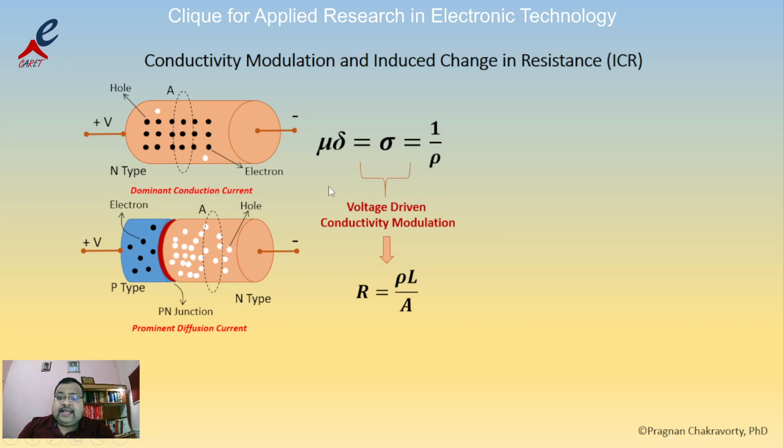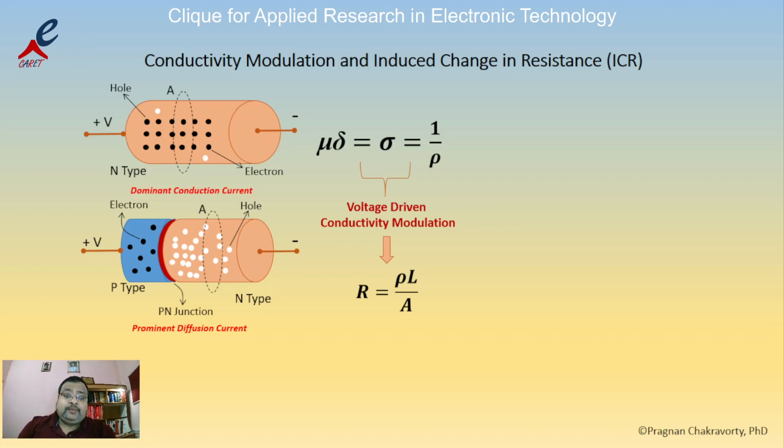Therefore, in the case of diffusion current, a change in the voltage will create a change in charge density at a given location A, and that will change the conductivity, and that will in turn change the resistivity as well as resistance. So this phenomenon is called voltage driven conductivity modulation. We can call it resistivity modulation as well, and also resistance modulation.